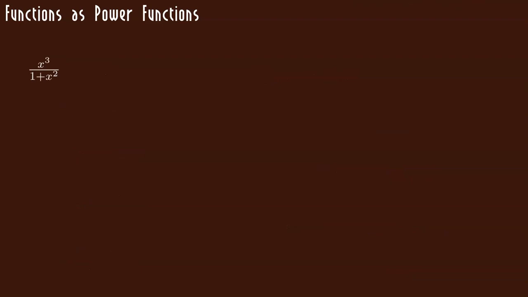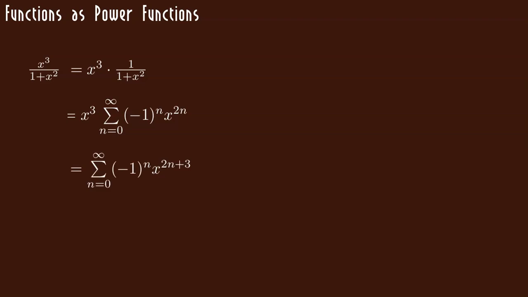What if I've got x cubed over 1 plus x squared? Okay. Take a breath. It's not that bad. We're going to ignore the x cubed at first. Pull it out front. 1 over 1 plus x squared. I know what that does. That's -1 to the n, x to the 2n. So now all I need to do is pull this x cubed into the summation and multiply each term by 3 more x's. So I get -1 to the n, x to the 2n plus 3.